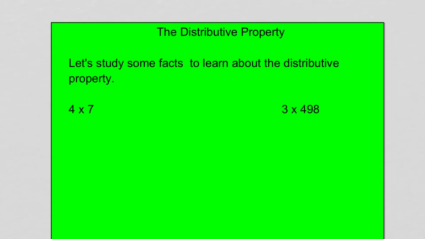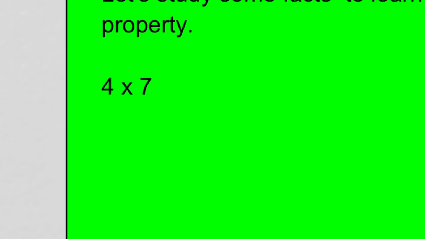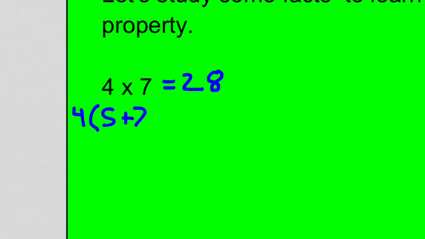So what I want to do first here is look at a simple math fact, 4 times 7. And 4 times 7, we know, is 28. But what the distributive property says is that instead of multiplying two numbers, I can multiply the number as the sum of its parts. So let me show you what I mean. Maybe I could do this. Instead of doing 4 times 7, I could do 4 times 5 plus 2, because 5 plus 2 is 7.